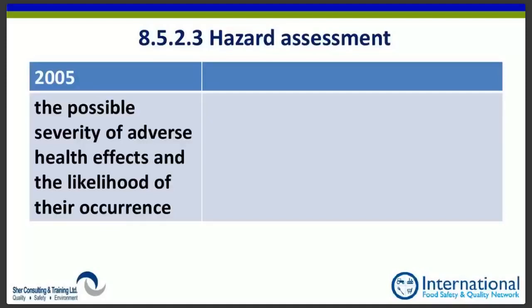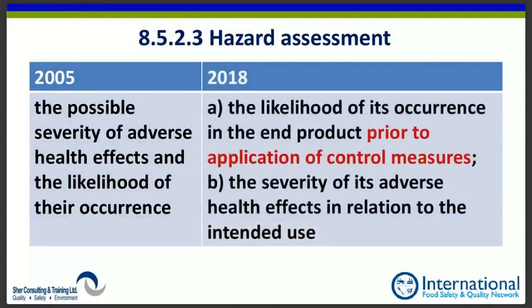That's a big, big mistake, but it happened often. In 2018, it says we will base our risk on two things. A, the likelihood of its occurrence at the end product prior to application of control measures. So if I'm trying to assess the likelihood of somebody getting shigellosis from hand contact with a sandwich, in 2005, people could say, oh, severity is very low. It never happened to us. It never would happen to us. People wash their hands. Well, the question is not that.